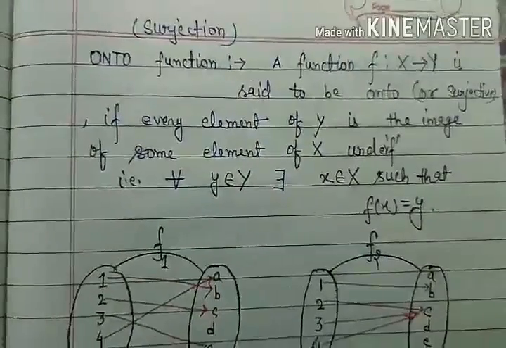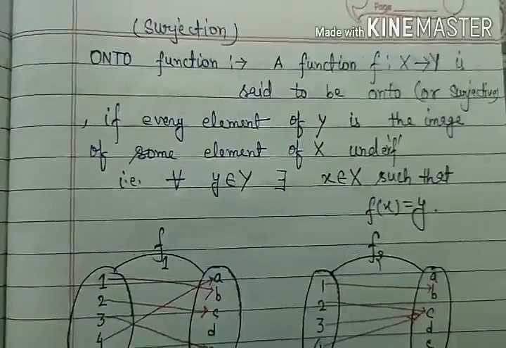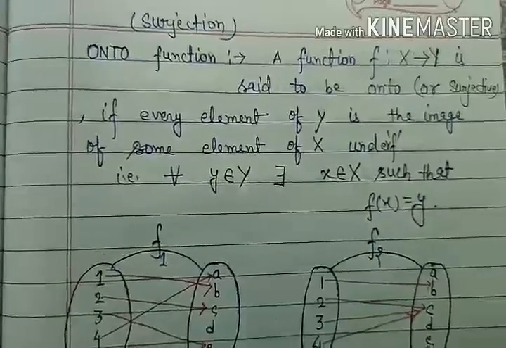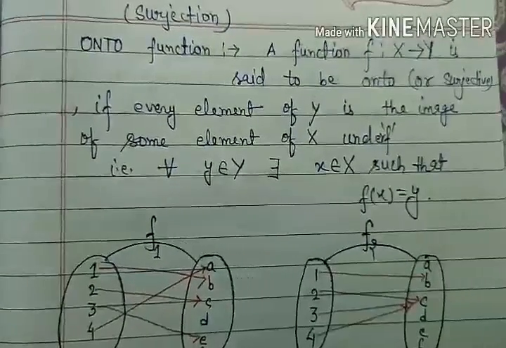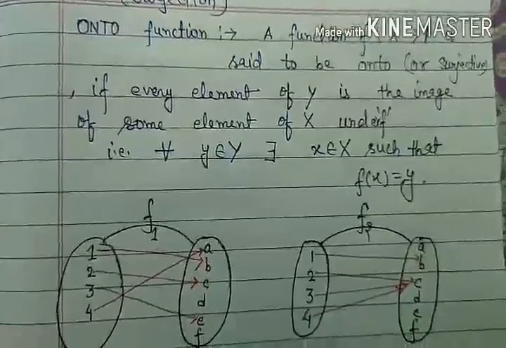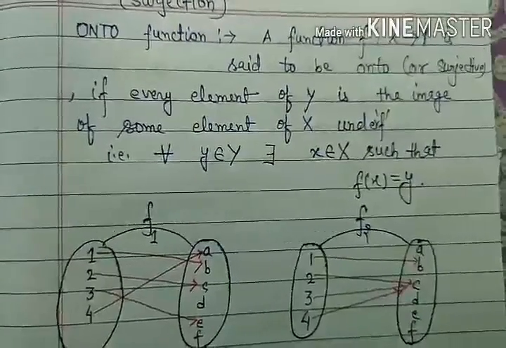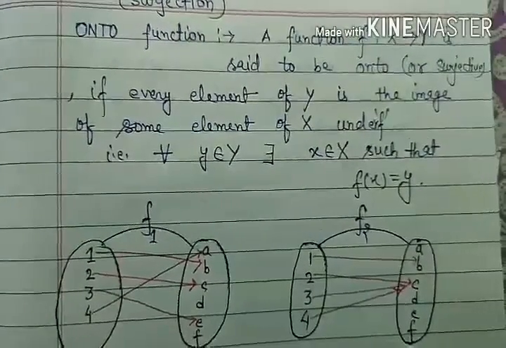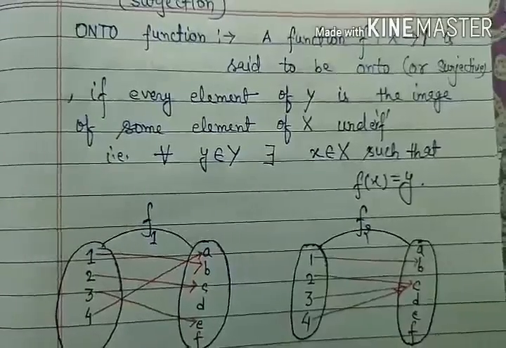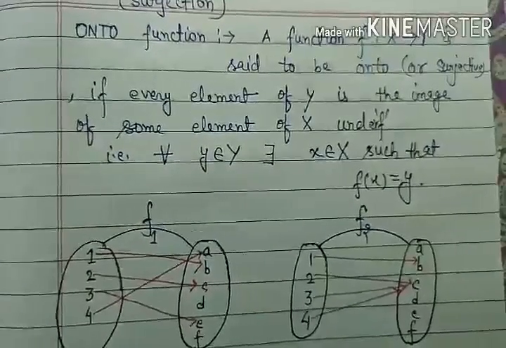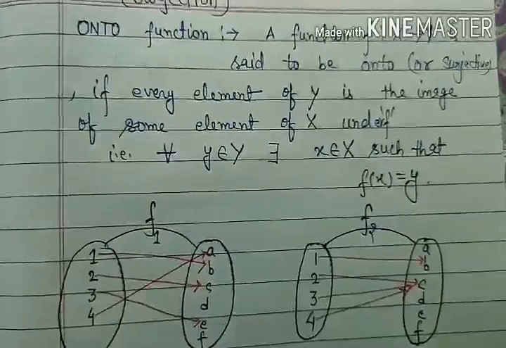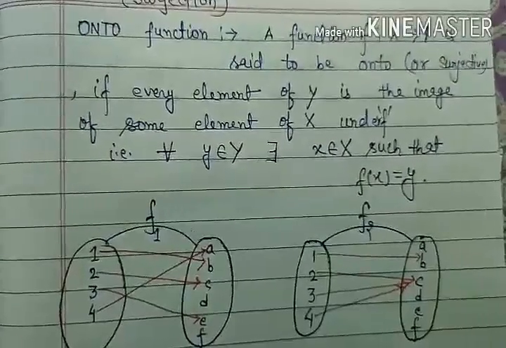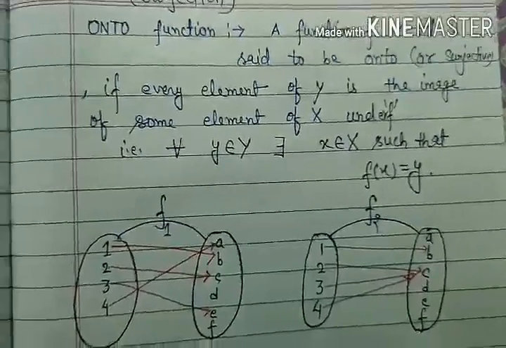Now our next topic, onto function. We call onto function as surjection also. A function f from X to Y is said to be onto or surjective if every element of Y is the image of some element of X under f. It means for every y belonging to Y, there exists x belonging to X such that f(x) is equal to y.